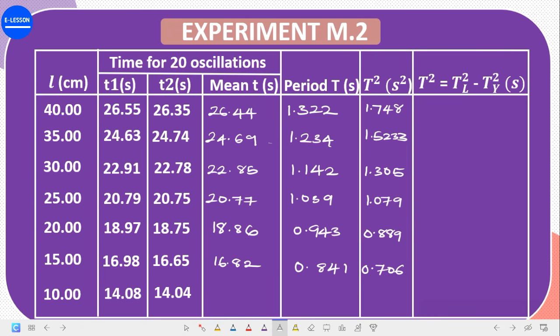Then the next one is 14.08 plus 14.04 divided by 2. It gives 14.06. And then when you divide this by 20, it's going to give 0.352. When you square that, this one gave a very low figure. Are you sure?